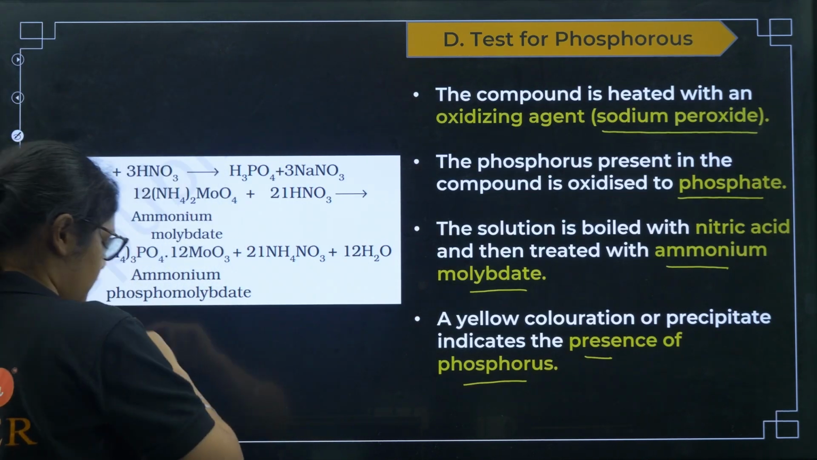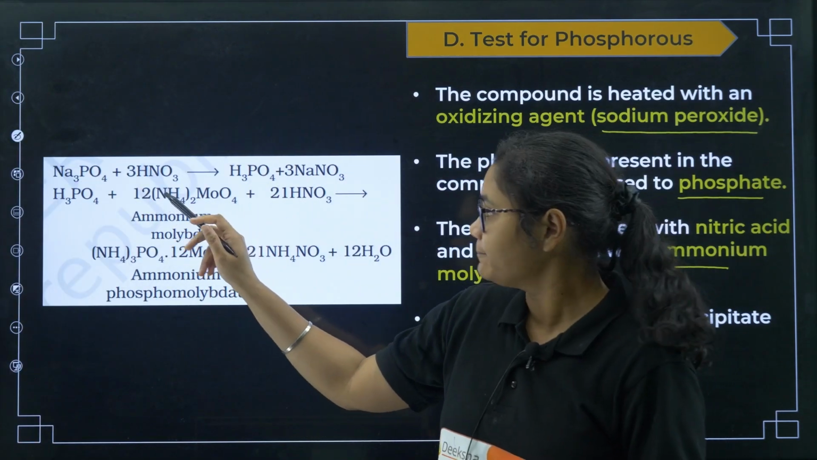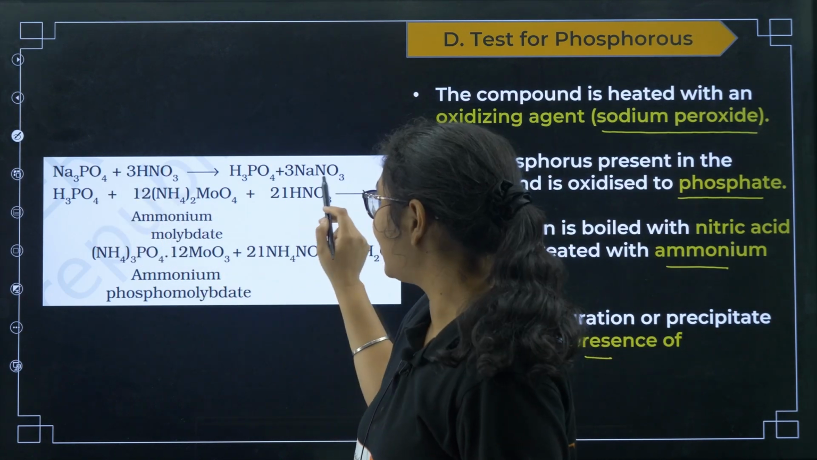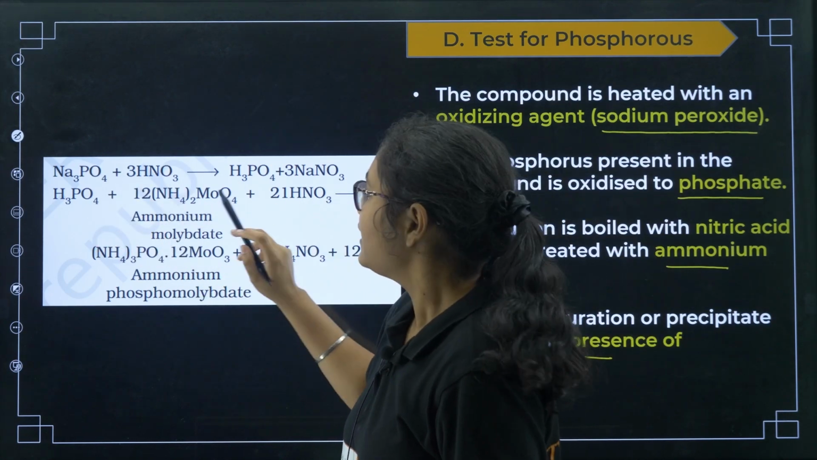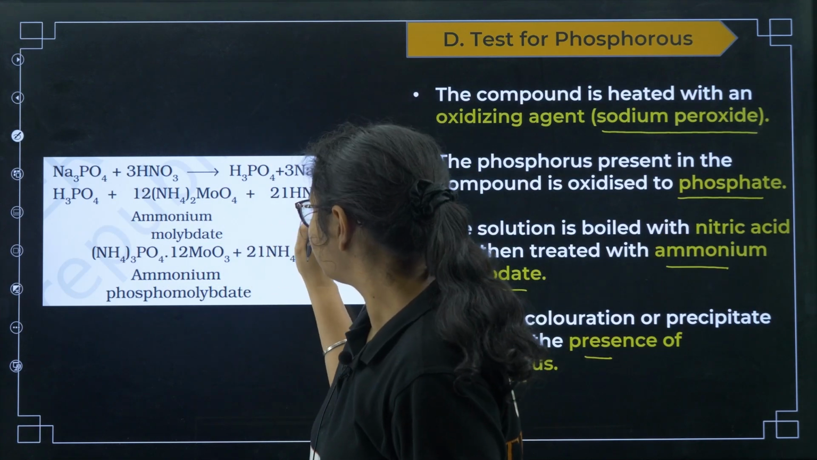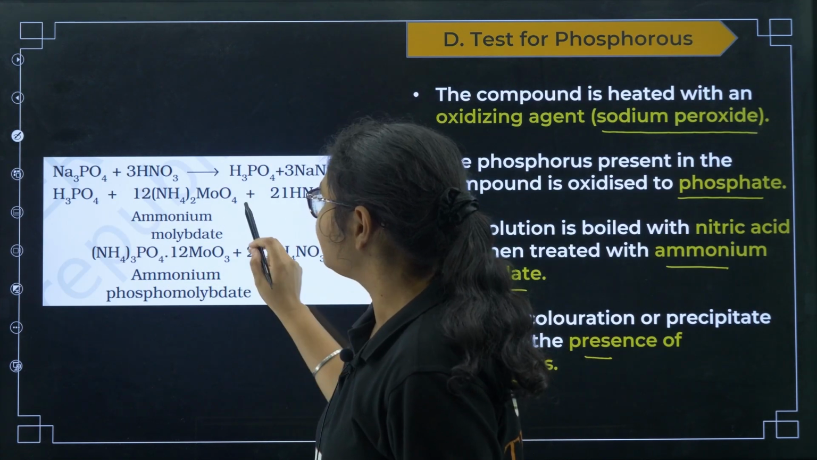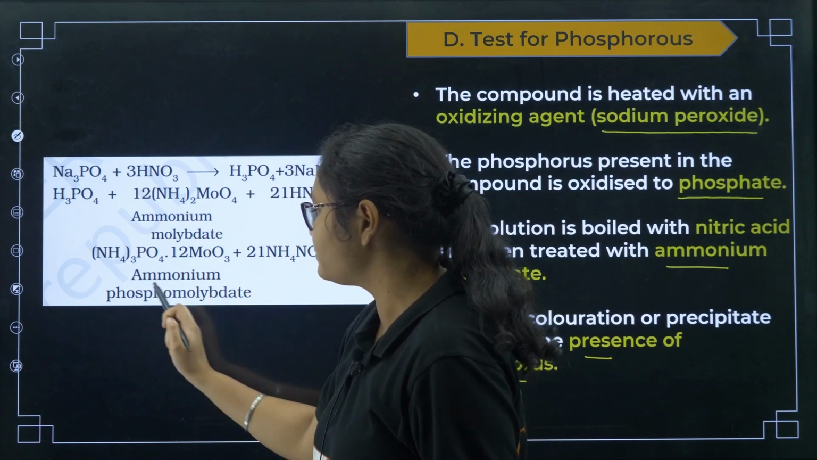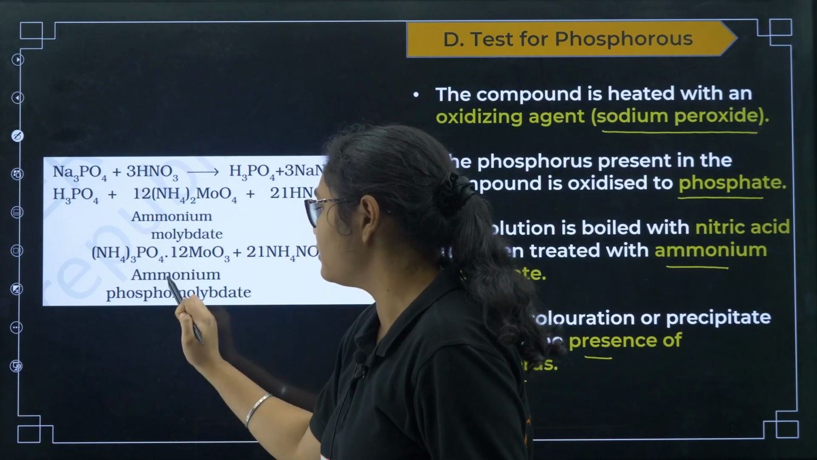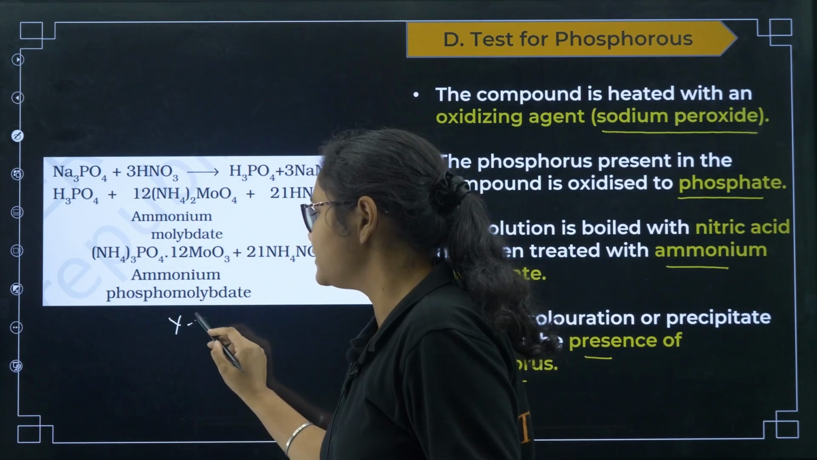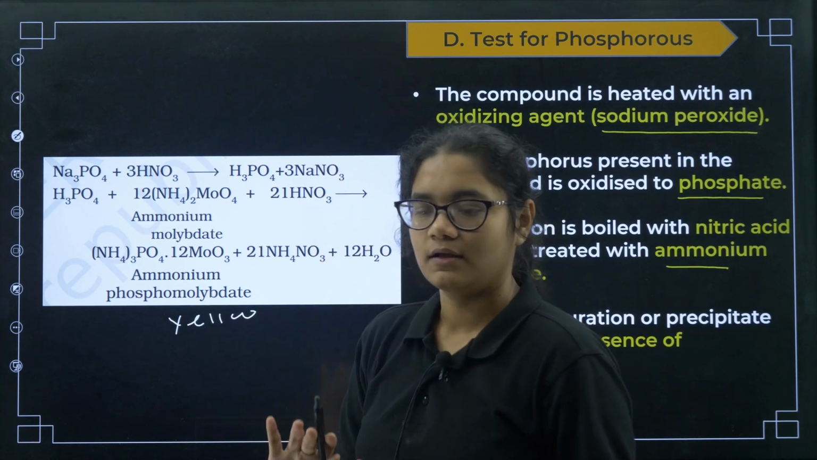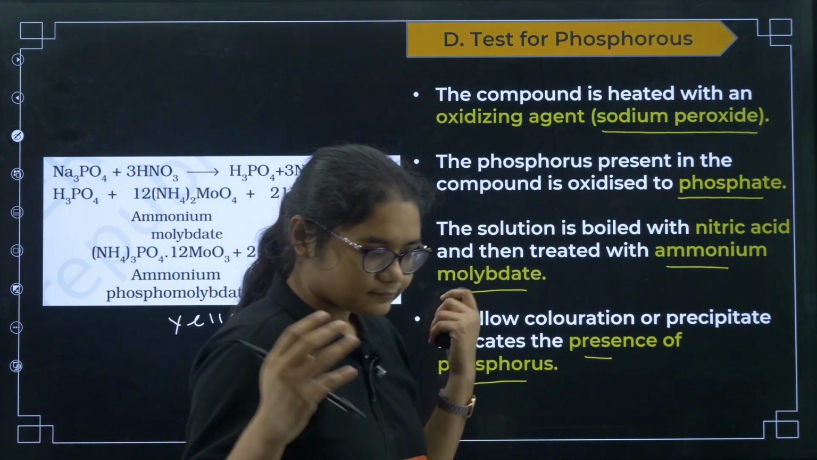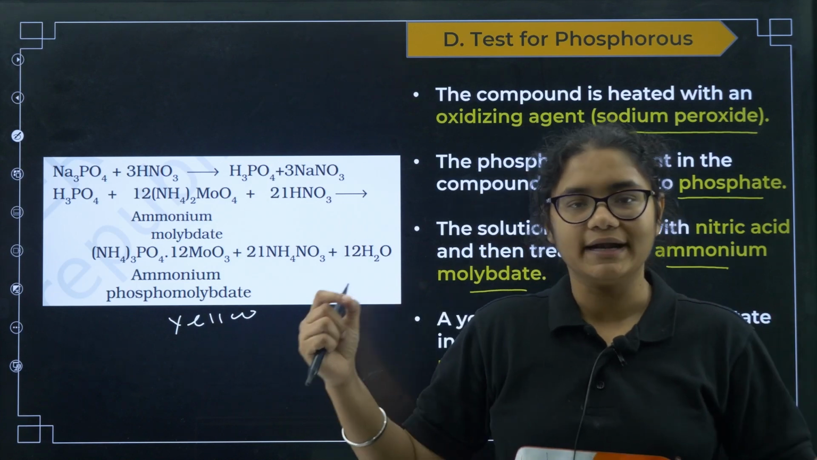So sodium phosphate is formed. Now once you treat this sodium phosphate with nitric acid, we get sodium nitrate. And in the presence of ammonium molybdate, we get a complex salt, and that is called ammonium phosphomolybdate, which is yellow in color. Clear? Okay, fine. These are all about the qualitative detection.